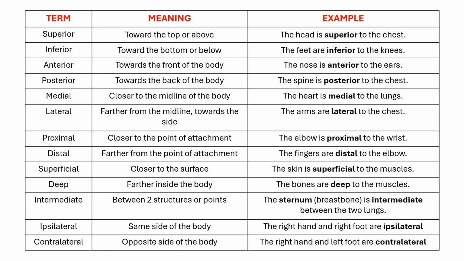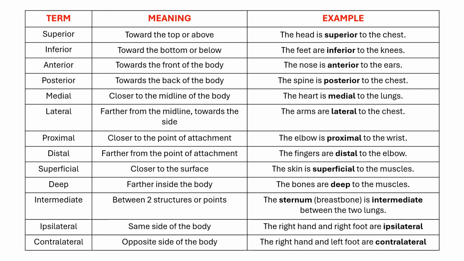Next two words are ipsilateral and contralateral. Ipsilateral means the same side of the body, like our right kidney and right lung are on the same side of our body, and our right hand and right foot are on the same side of the body. So we can say these are ipsilateral.